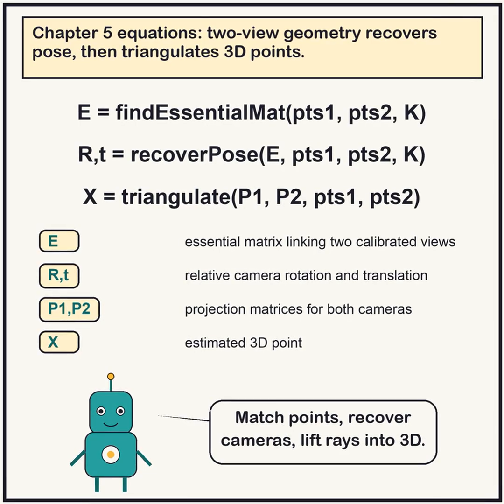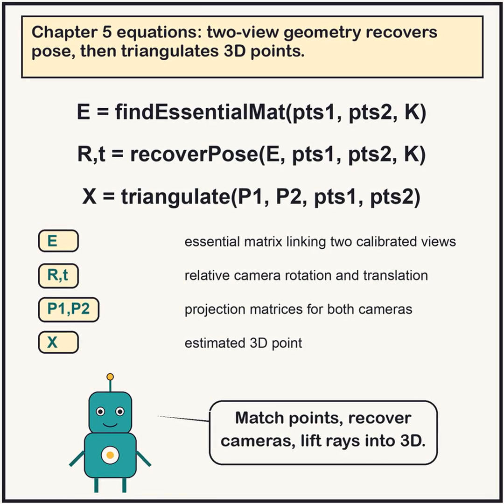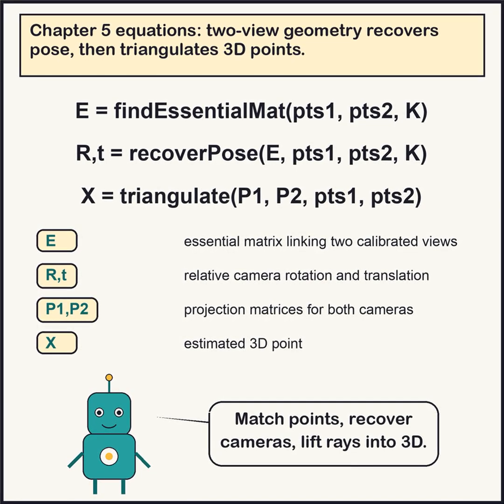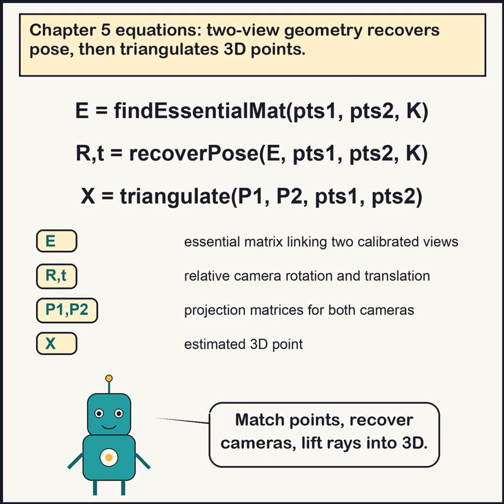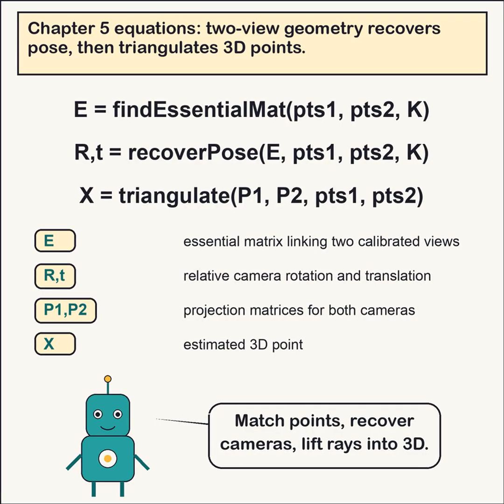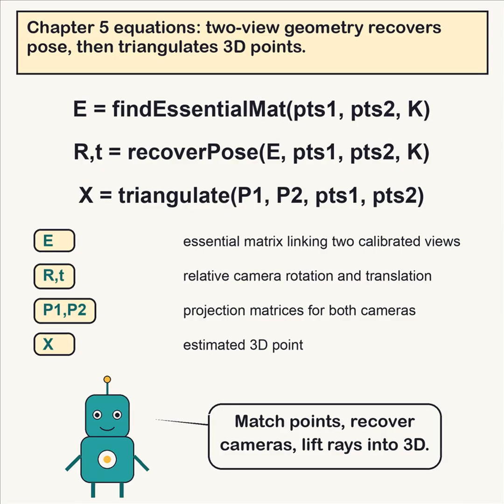Two-view geometry starts with the essential matrix E, which links matched points between calibrated views. Recover pose extracts relative rotation and translation. Projection matrices P1 and P2 define the two cameras, and triangulation estimates the three-dimensional point X.